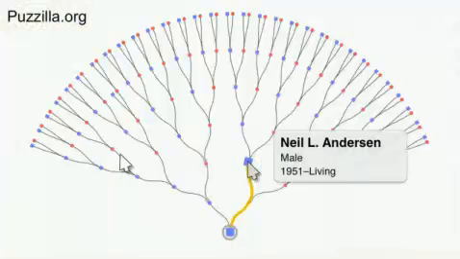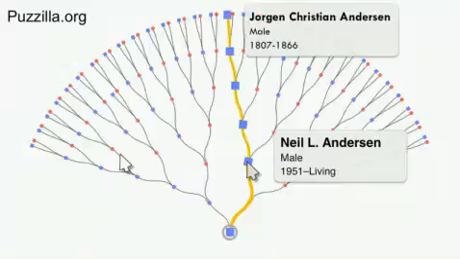But we're looking for our cousins. So let's pick one. Let's go back to this ancestor, your second great-grandfather and my fourth great-grandfather, Jorgen Christian Andersen. You can see how we're connected. Now this is the power of Puzilla. You can click on Jorgen's square and see his descendants from his point of view. Let's do that and see what we have.